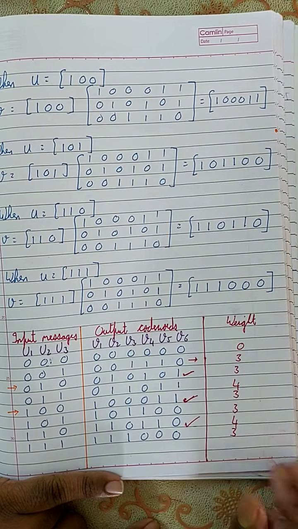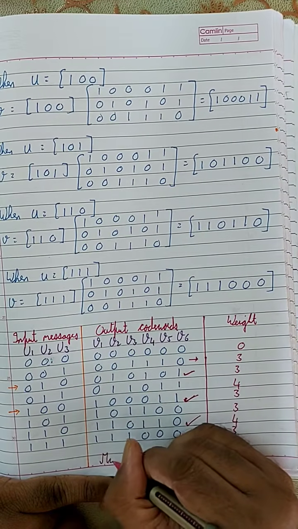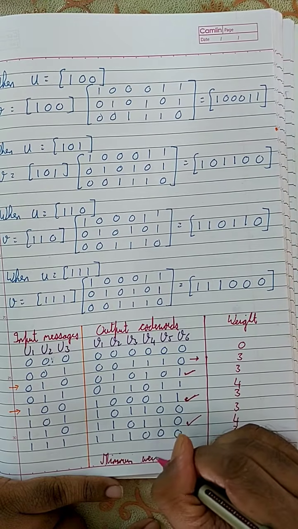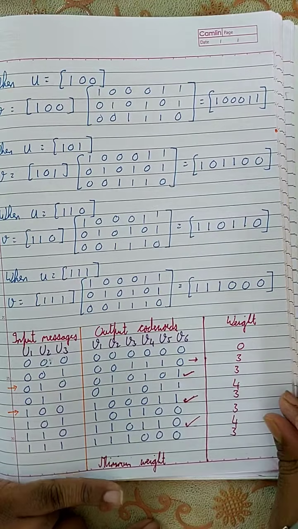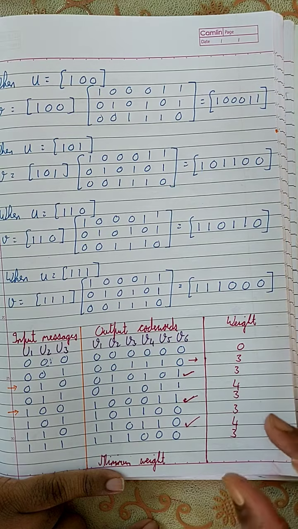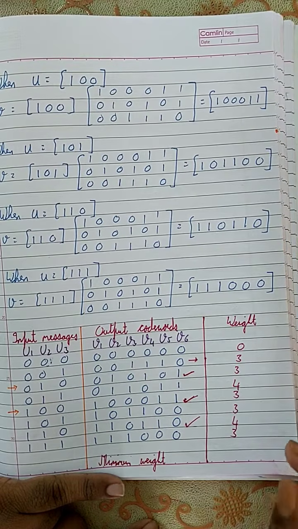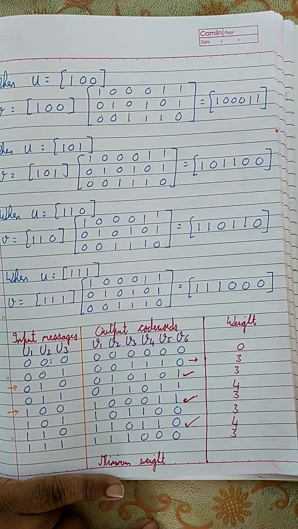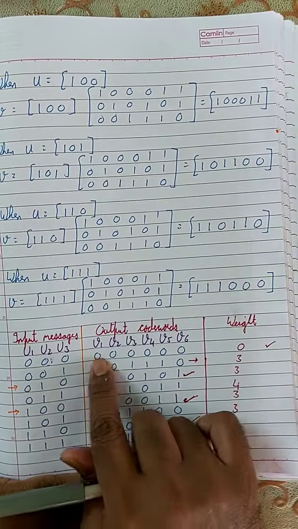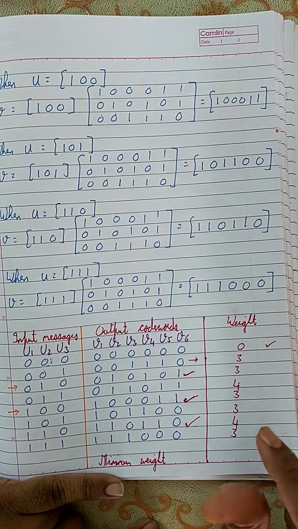Now let's talk about one more thing: the minimum weight of a code word. That's also another interesting thing you can study. The minimum weight of a linear block code is defined as the minimum weight of all non-zero code words. In an (n,k) linear block code, the minimum weight is the smallest weight of a non-zero code word, which means you cannot count this one, because here all the bits are zeros.